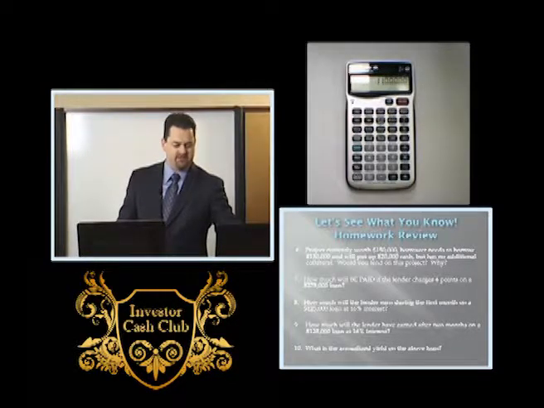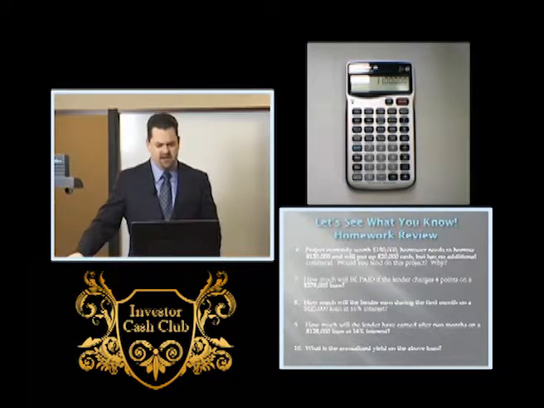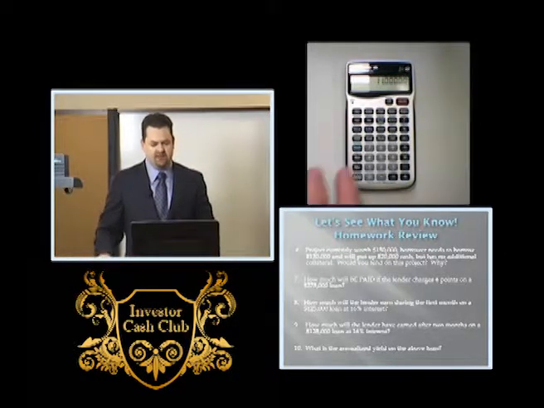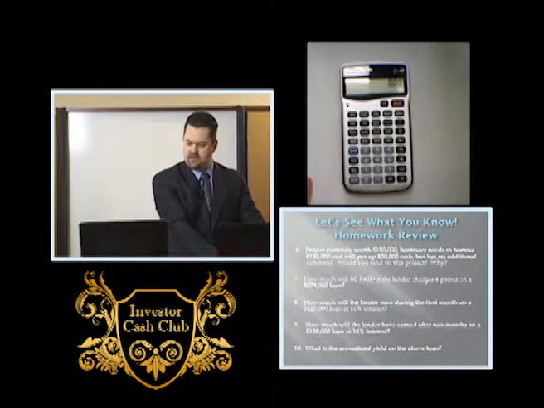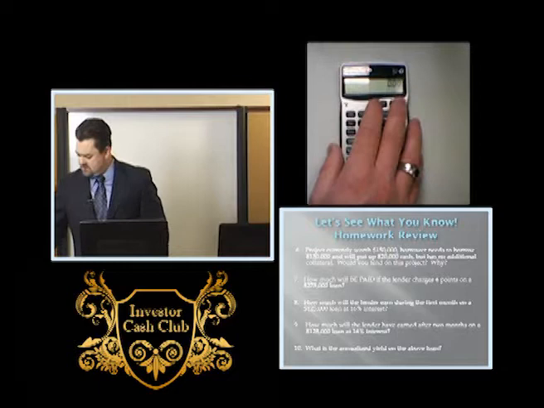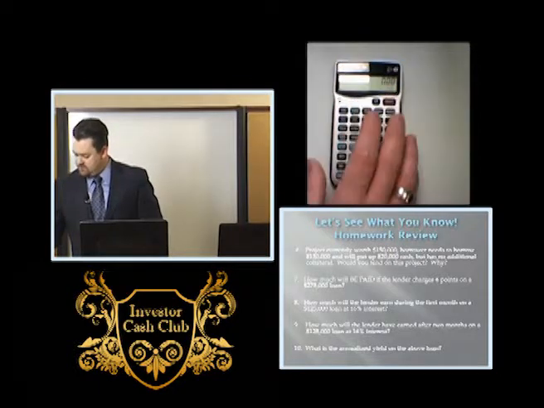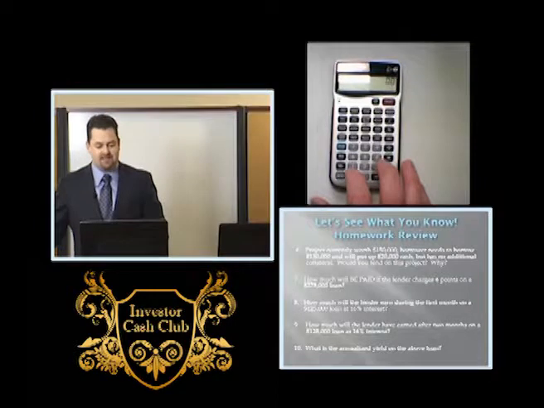Okay, $11,000 on points. Now let's go to question number 8. How much will the lender earn during the first month on a $125,000 loan at 16% interest? How much would they earn? Well, if we take $125,000 at 16%, $125,000 times 0.016 means they're going to earn $2,000 a month.